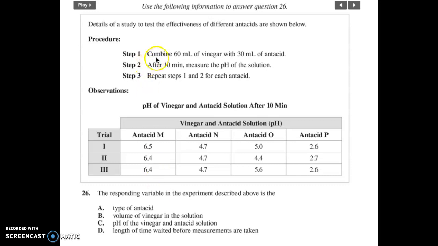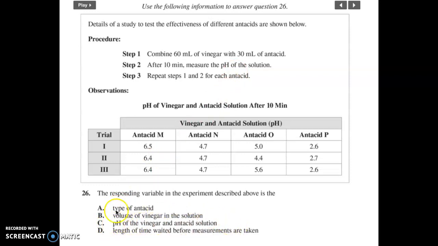So in this case, you combine 60 milliliters of vinegar with antacid. So how much vinegar is probably what the experiment's about here. And after 10 minutes, you measure the pH. So you're checking to see the pH. So that's going to be our responding variable. Let's check and see if that's in our list. Okay, pH is there. Oh, good.